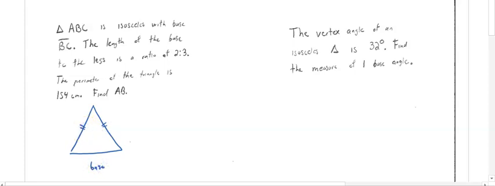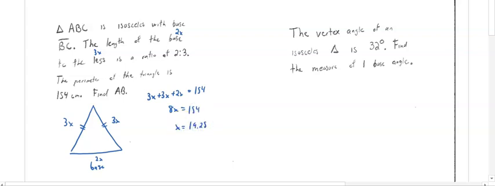So the ratio of the base to the legs is 2 to 3. That means the base is 2x and the legs are 3x. So we can add those together to set them equal to the perimeter. So 3x plus 3x plus 2x equals our perimeter, which is 154. So we get 8x equals 154. x is going to be 19.25.